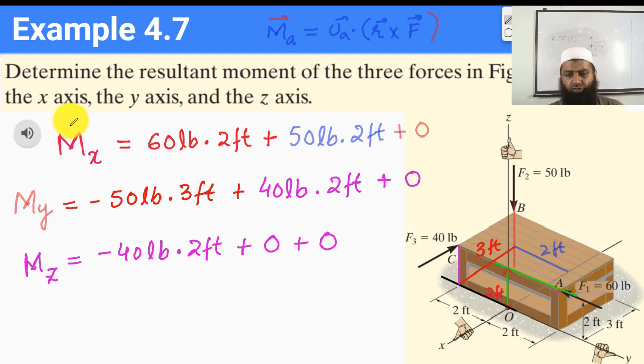The three key points to notice here are that we have to take care about the moments, the distances, and we also have to take care about the signs. Moments can either be positive, which means that they are producing clockwise moments, or negative, which means that they are producing counterclockwise moments.